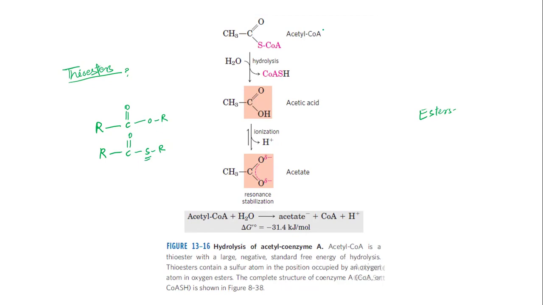So you can see here, in the case of acetyl coenzyme A, this carbonyl group is linked with the sulfur atom of coenzyme A. So this is a thioester. Hydrolysis of the thioester will break this bond, and coenzyme A will be released after hydrolysis, and there will be an acidic group that comes from the water. And after ionization, there will be the process of resonance, which will make the product more stable, which will make the energy of hydrolysis of this thioester large and negative.